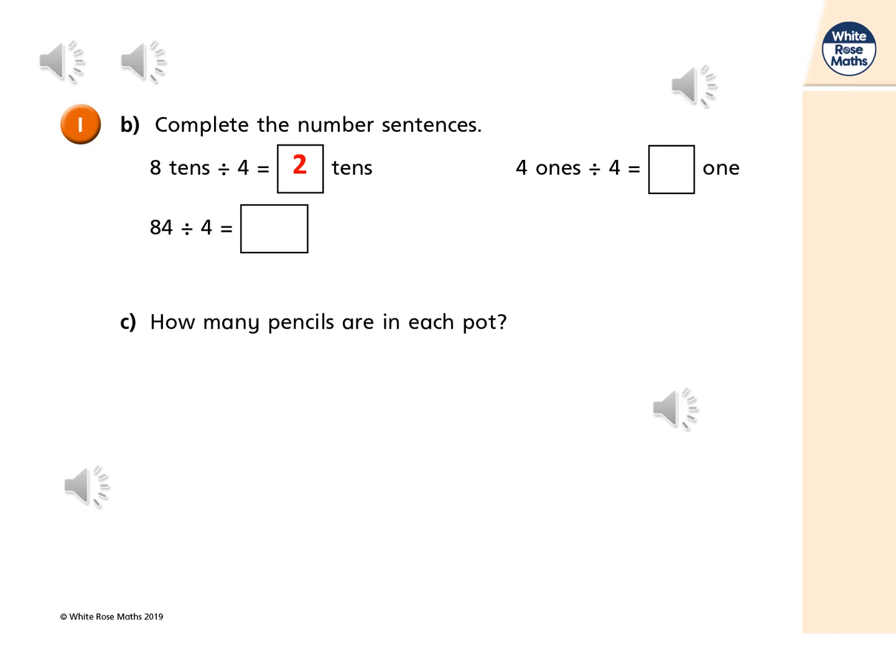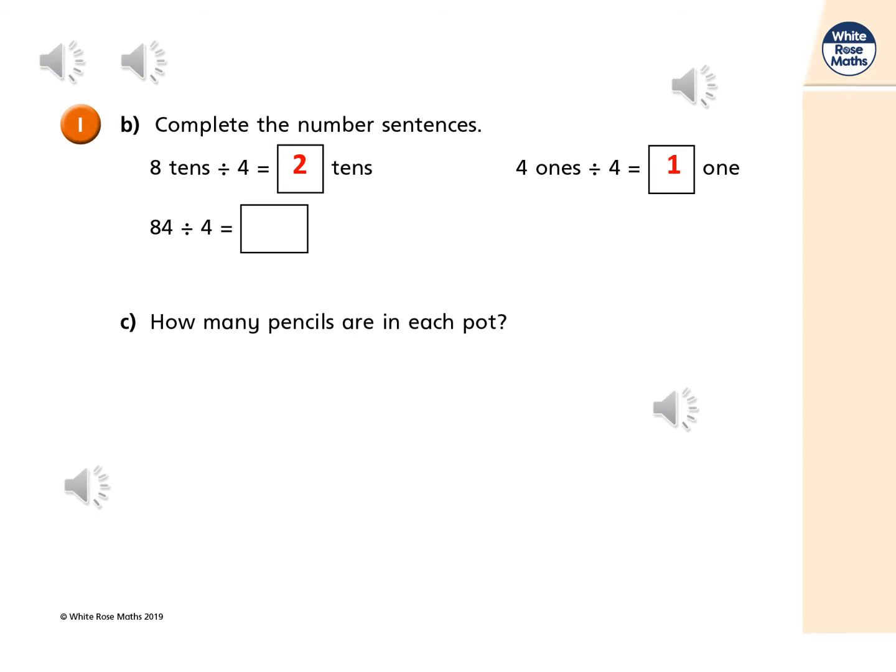Then we did the same for the ones, so we've got 4 ones divided by 4 equals something 1. So can you remember how many ones we had in each pot? Well done, we had 1 in each pot. What we did is we partitioned 84 into 8 tens and 4 ones, and we calculated that separately. So now we're going to put it back together and we're going to do 84 divided by 4.